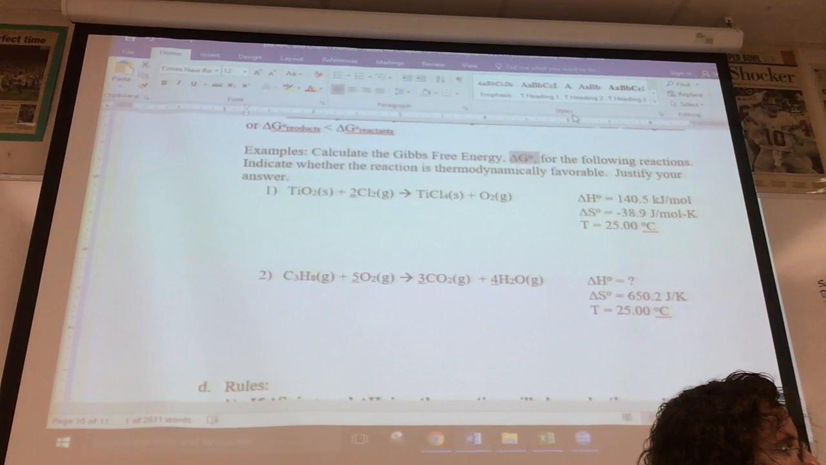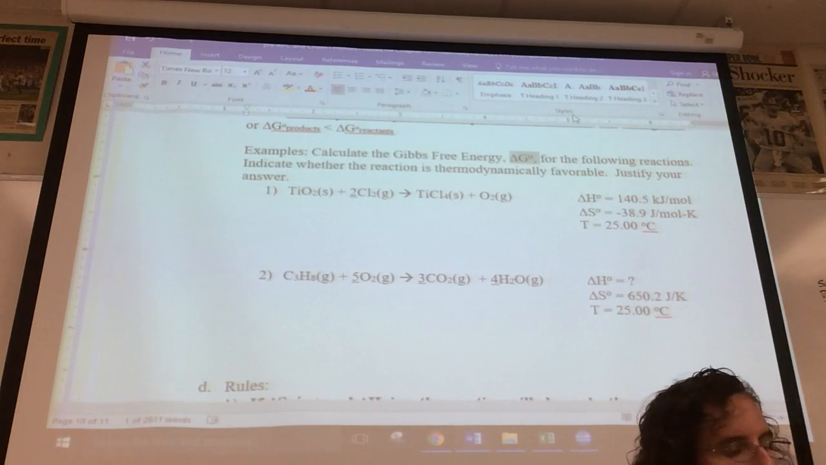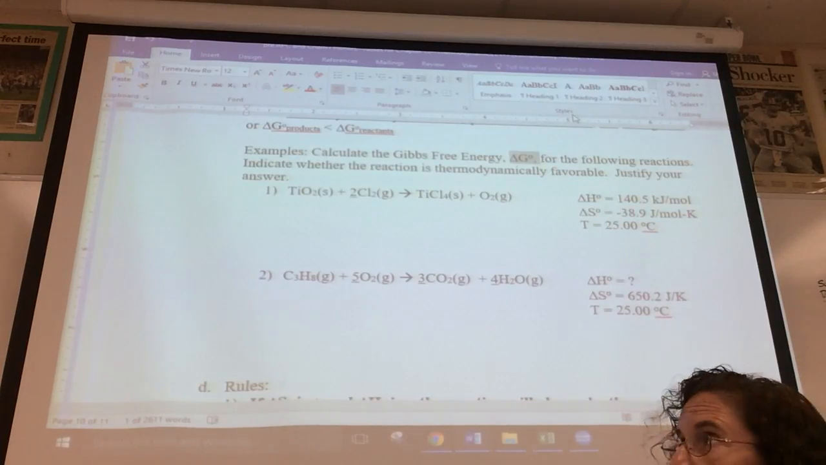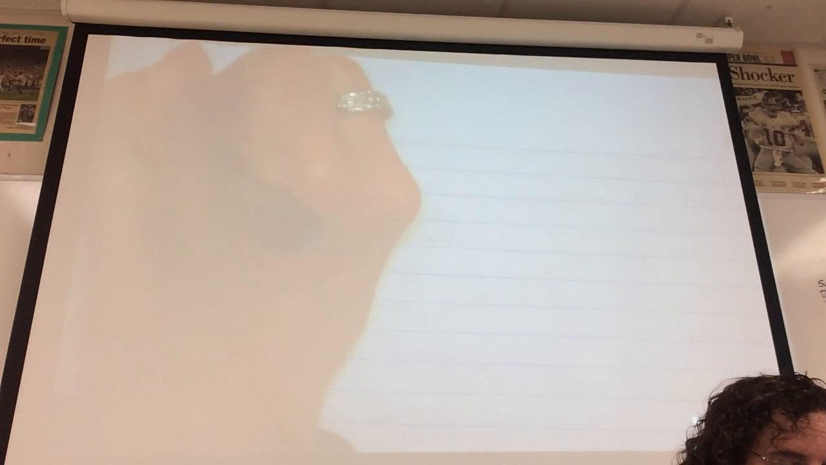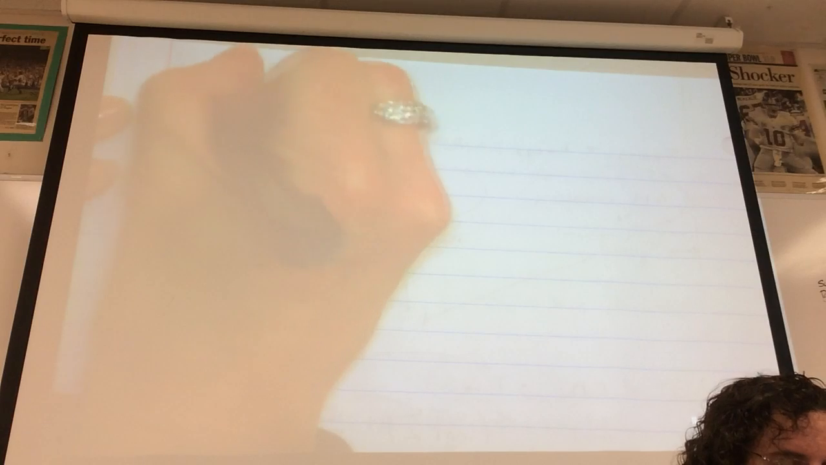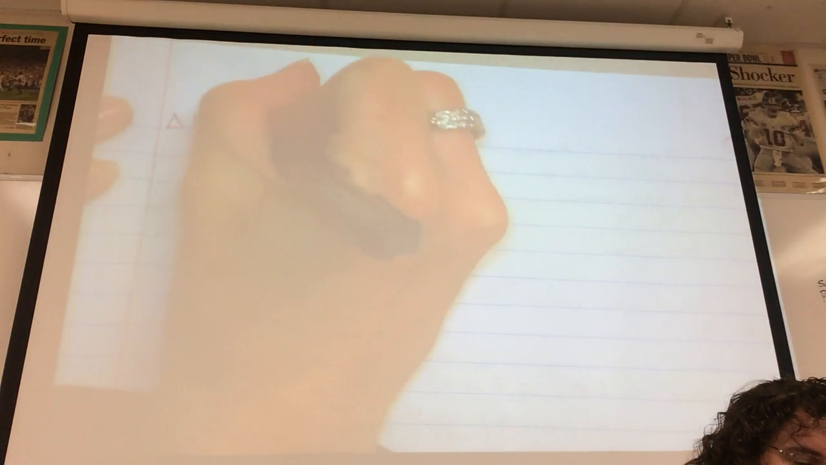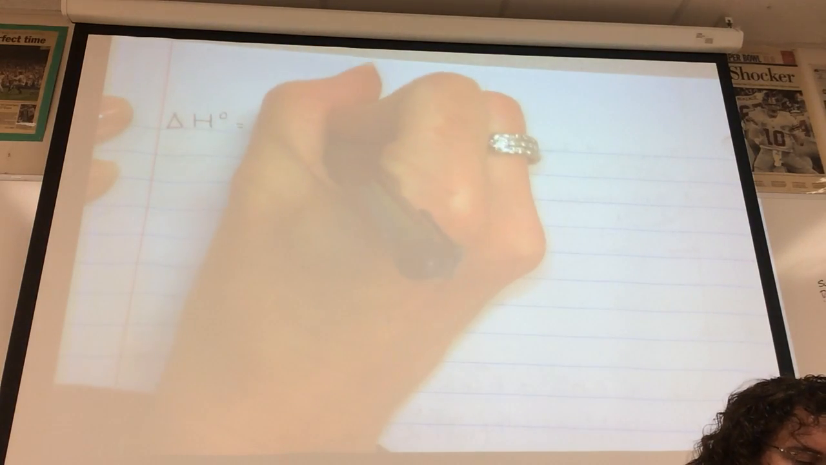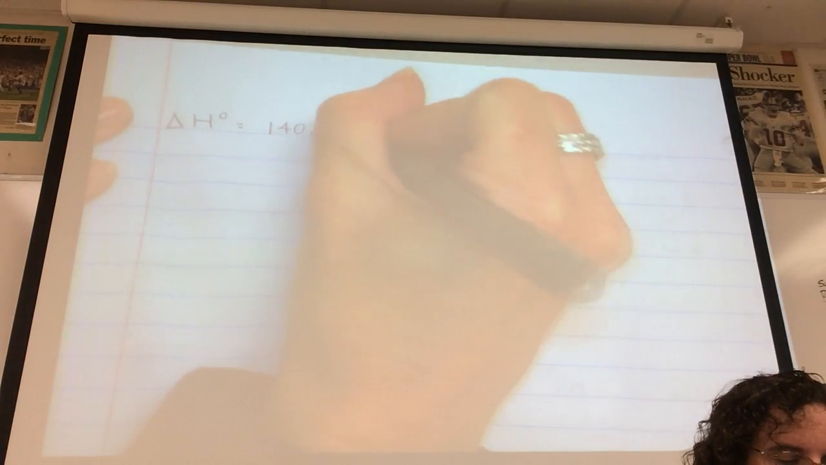So you are generating titanium tetrachloride and oxygen gas from titanium dioxide and chlorine gas. The delta H is given as 140.5 kilojoules per mole. I'm going to rewrite that on my sheet so you can see all of the conversions that we need to do. So delta H is equal to 140.5 kilojoules per mole.